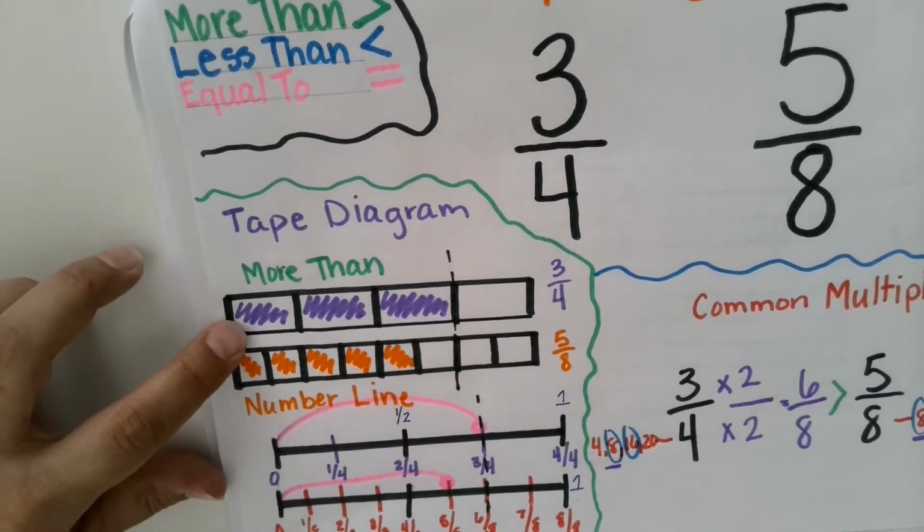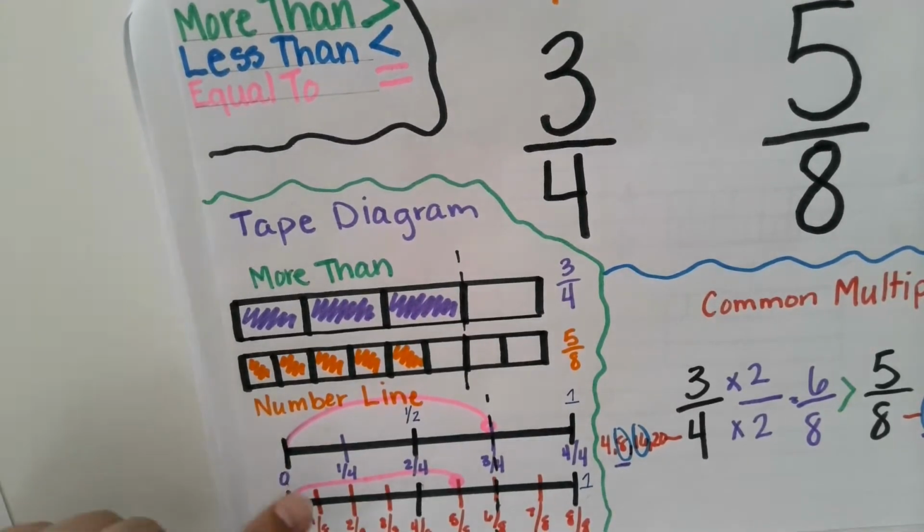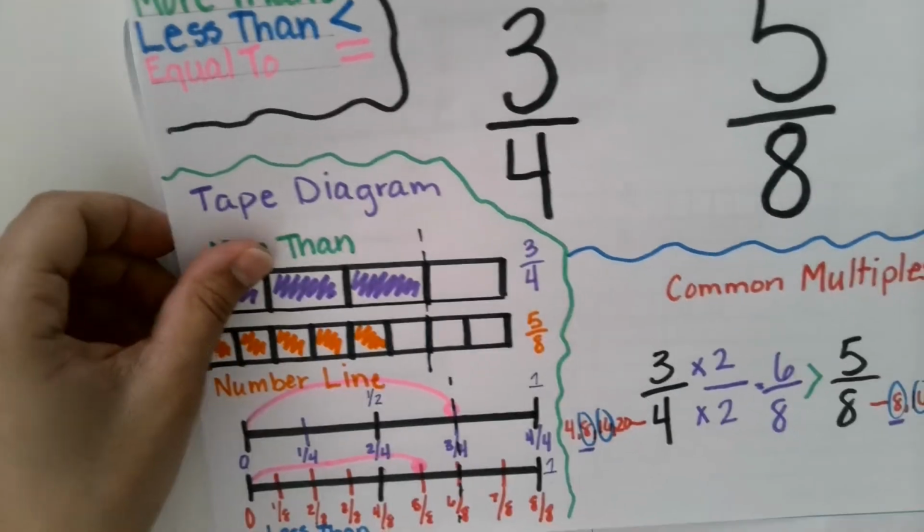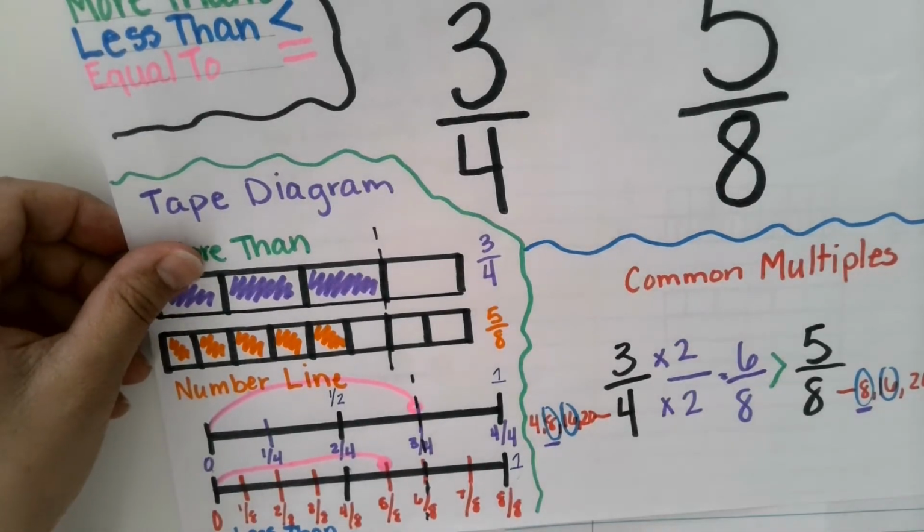I'm mostly going to stick to tape diagram. There's not any difference between tape diagram and number line, so I'll probably stick with tape diagram. When I first do it, we'll do common multiples, and then we'll look at the butterfly.